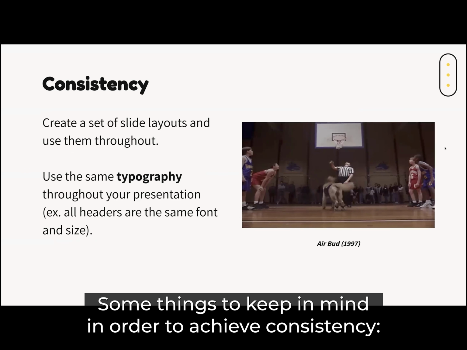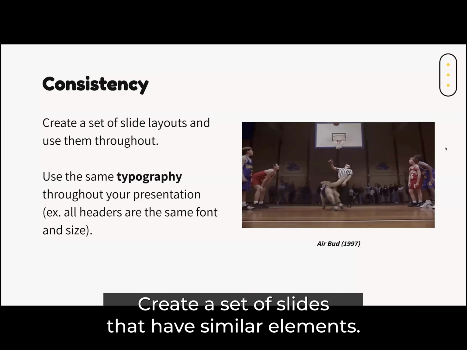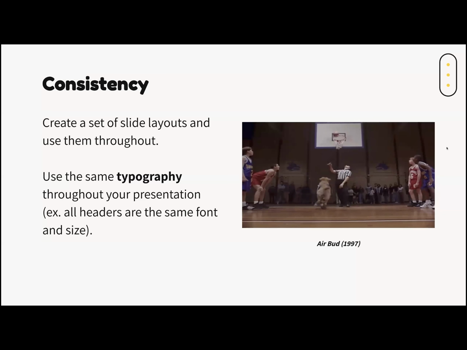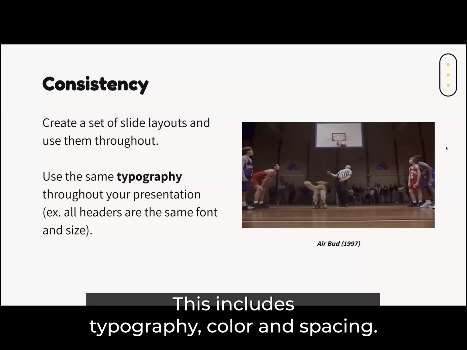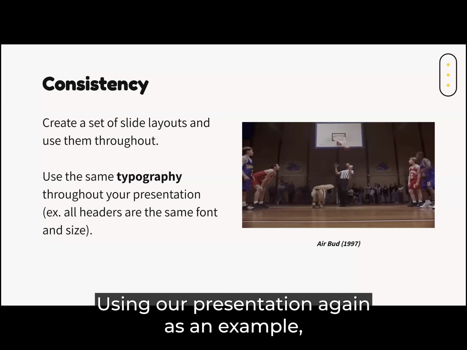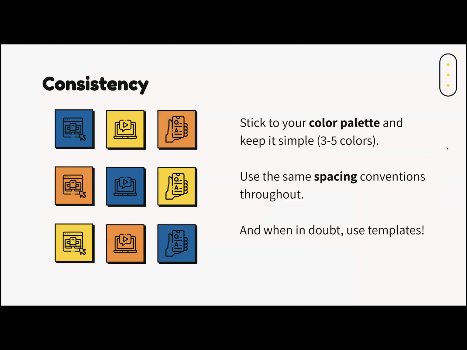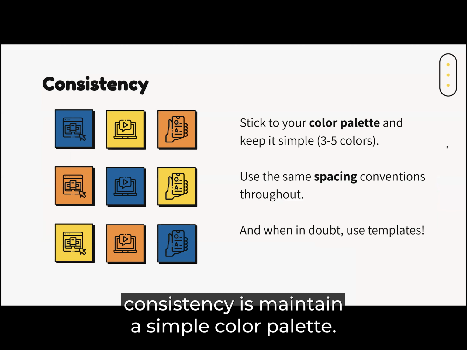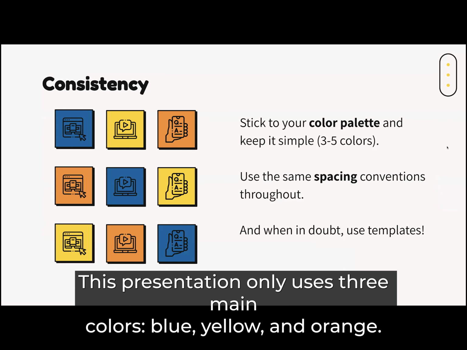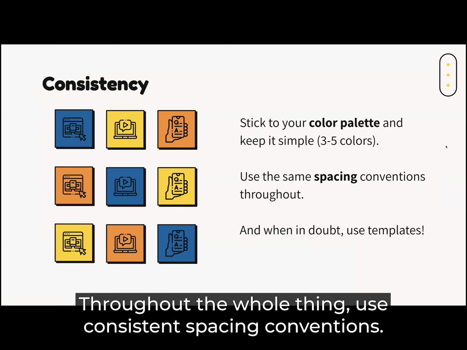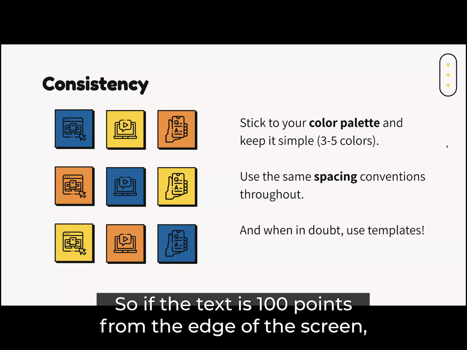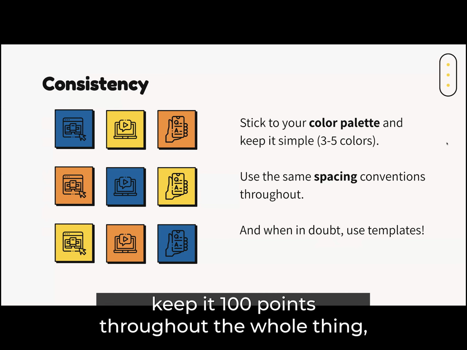Some things to keep in mind in order to achieve consistency: create a set of slides that have similar elements. This includes typography, color, and spacing. Using our presentation again as an example, we use the same header and body text throughout the whole thing. Another thing to create consistency is maintain a simple color palette. This presentation only uses 3 main colors: blue, yellow, and orange throughout the whole thing. Use consistent spacing conventions. So if the text is 100 points from the edge of the screen, keep it 100 points throughout the whole thing.